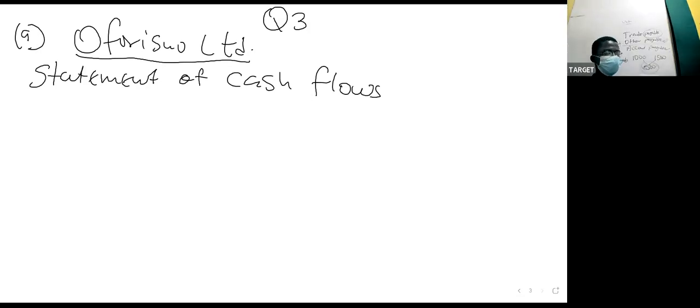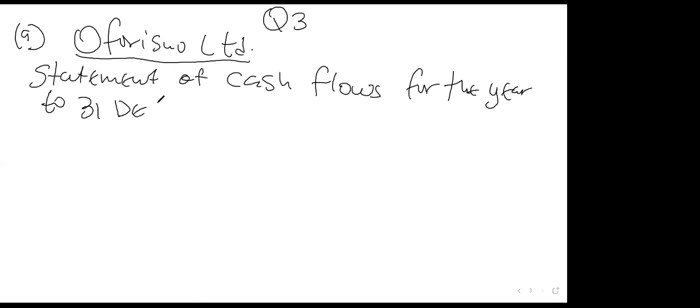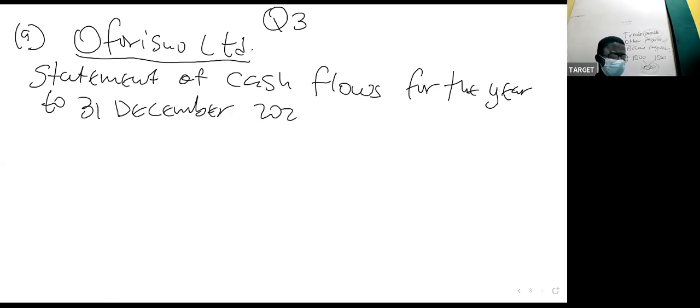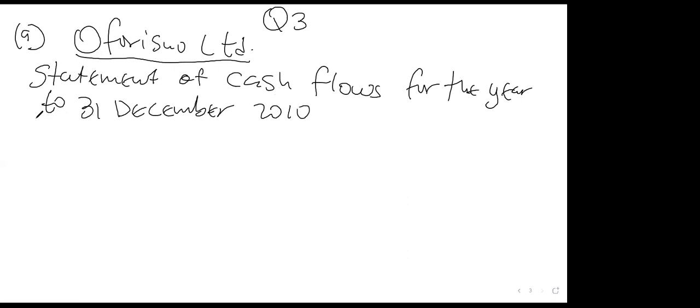So for the year 2, the examiner said for the year. Either you can write ended, but here they say for the year 2, 31st of December, 2020 what? Oh, this is not a 2020 question. 2011, they've not reached that this year, so I'm not sure. 2010, yes. So they use 2010. Let me also make 2010.